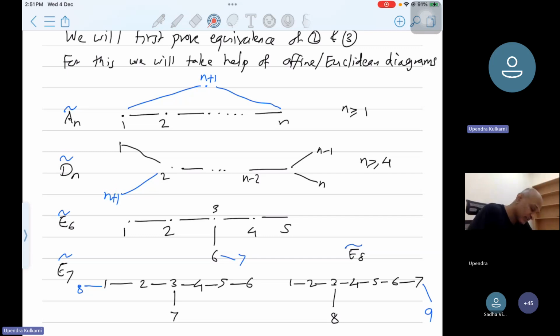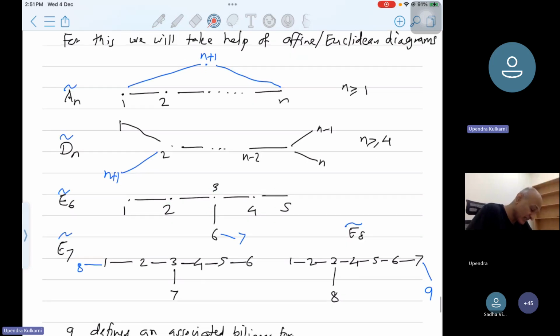E6 also is symmetric, even though you can see that now this vertex 3 has 3 spokes coming out of it, and all of them have length 2. So that's what E6 tilde is. E7 tilde now becomes symmetric because I put another vertex over here. So now I have 3 over here and 3 over here. And for E8, on the other hand, I put something on the other side.